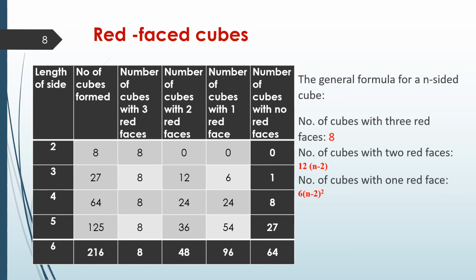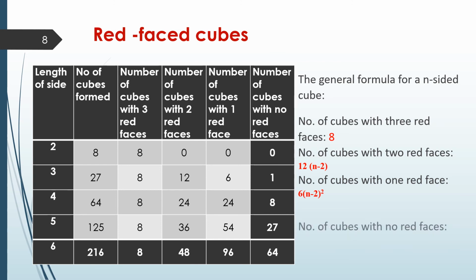The number of cubes with 1 red face: 0, 6, 24, 54. So 6 into 0, 6 into 1, 6 into 4, 6 into 9. 0, 1, 4, 9 are square numbers. So the general formula you can find from this pattern.